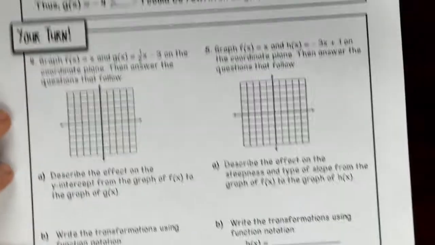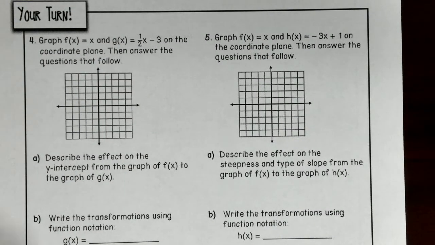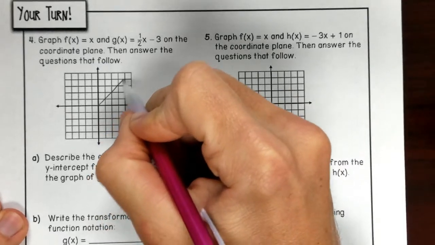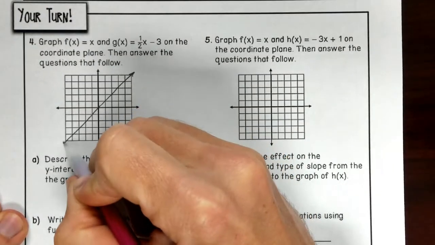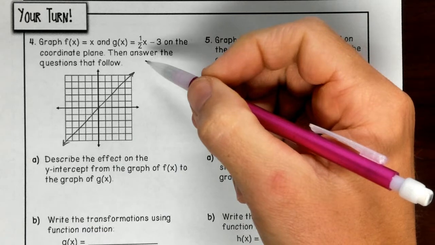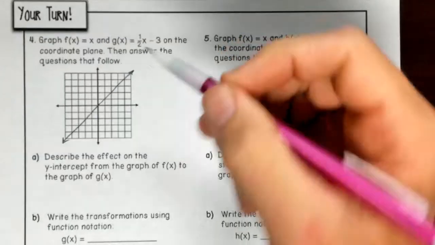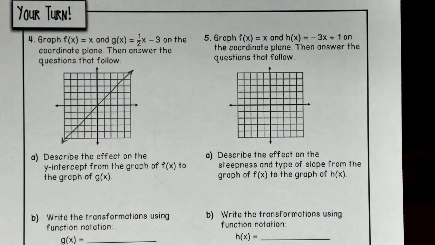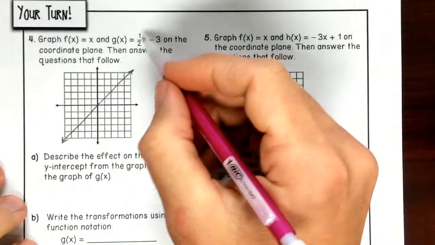So we've got 2 more examples to work, guys. I'm going to graph my parent function. There it is right there. And then now I'm going to graph g of x. So g of x equals 1/2 x minus 3. Again, we're looking to graph functions. The first thing I need to do to graph a function is to plot my y-intercept. So Lucas, help me out. What's the y-intercept?